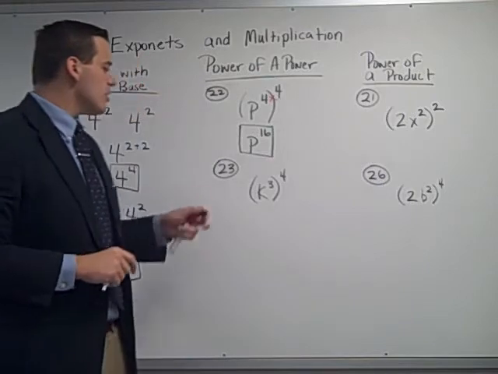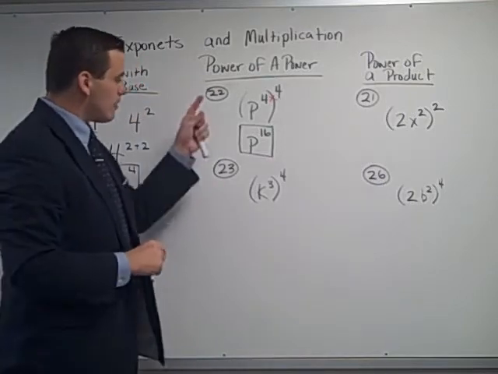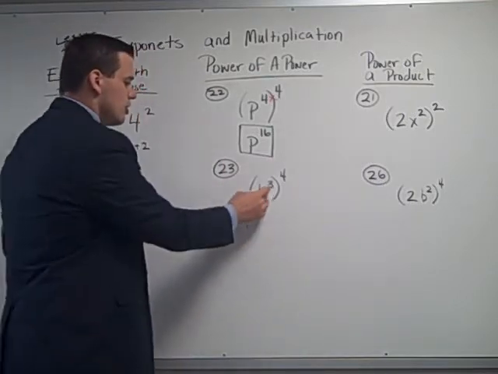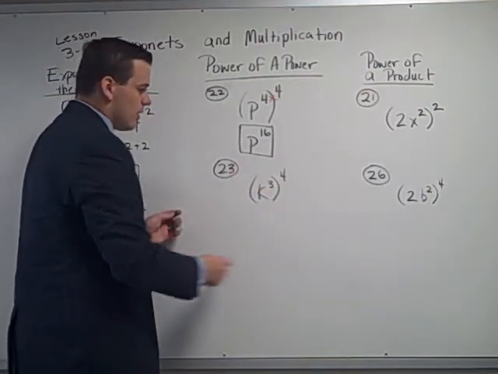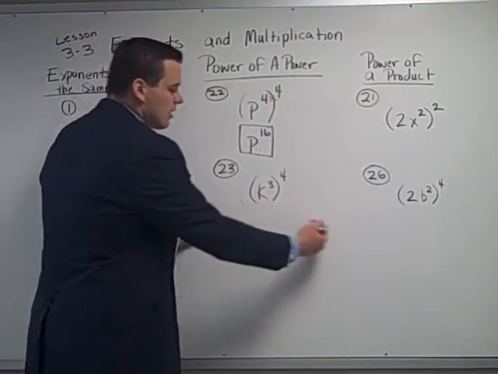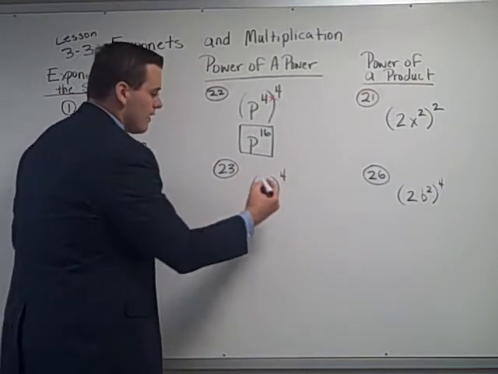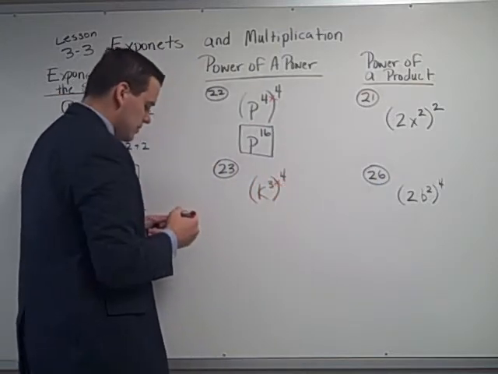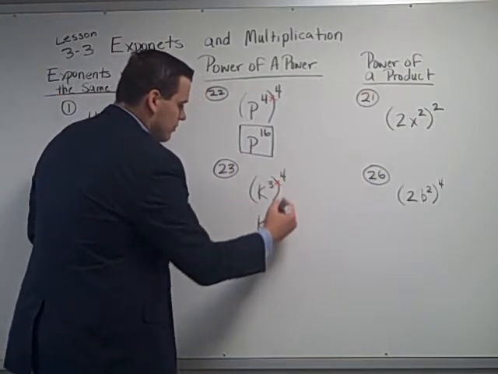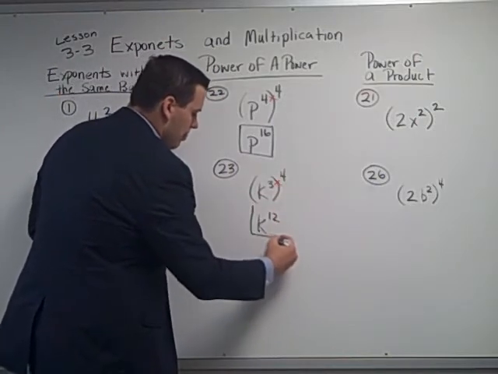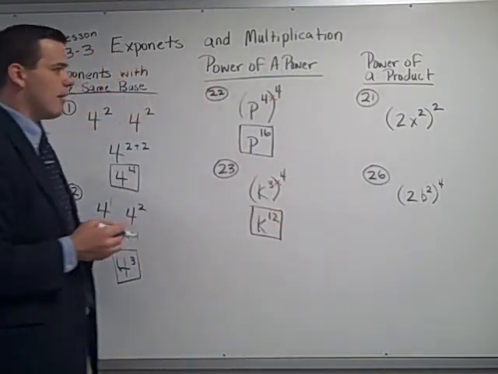Okay? So then we look at number 23. We have another power of a power. We have k cubed to the power of 4. So what can we do with this right here? We could list it all out, but we're just going to simply multiply the exponents. So we're going to multiply the exponents, and I'm going to end up with k, and 3 times 4 is 12. So we have k to the 12th power.